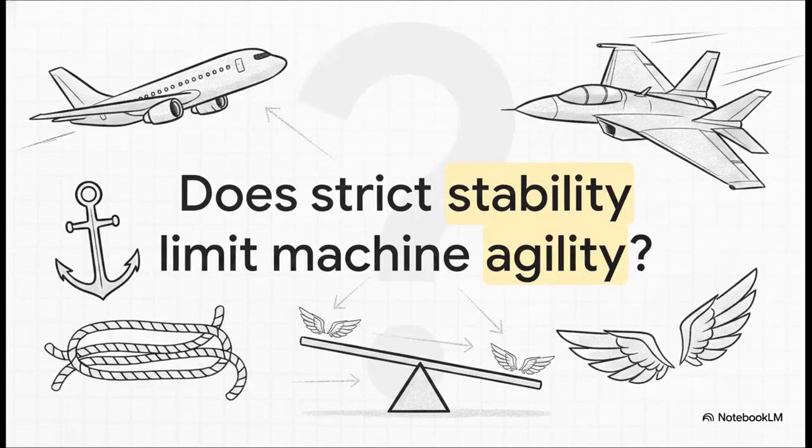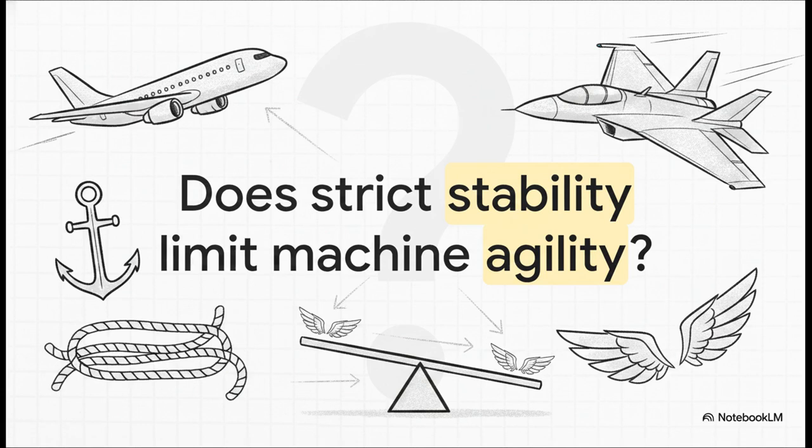Which leaves us with a really fascinating final thought. We've seen that strict stability keeps transients bound, and ultimately it keeps us safe. But safety often requires restraint. If we force our poles deep into the safe zone, how might those strict mathematical constraints limit how fast or agile a system can be?